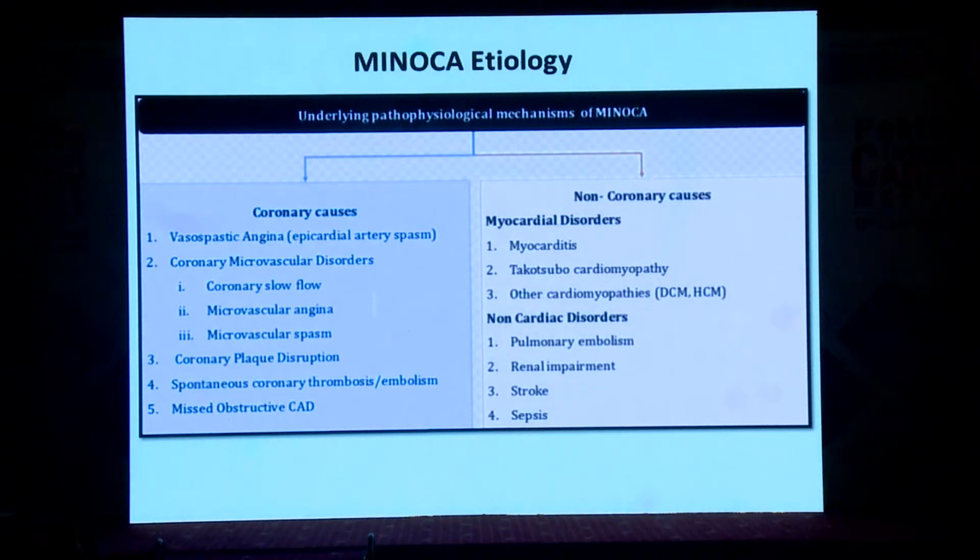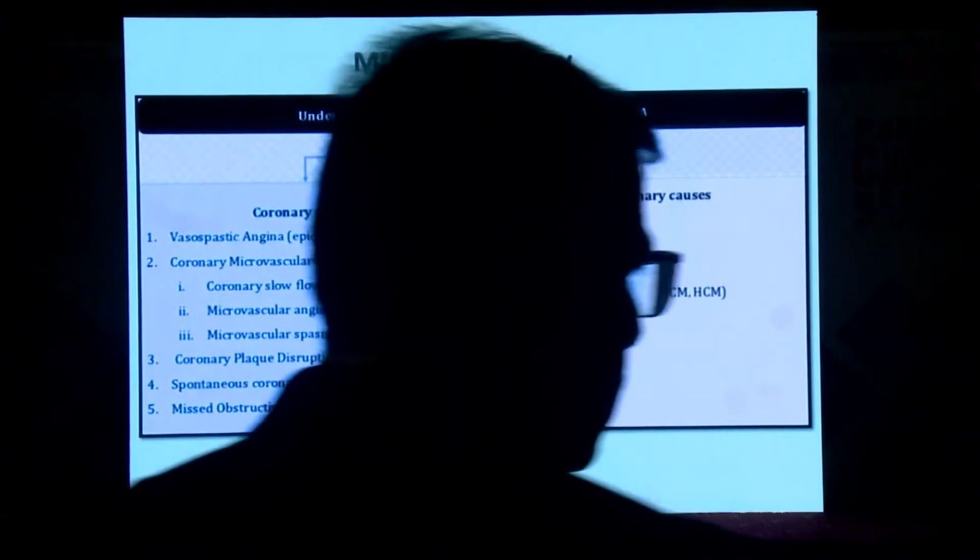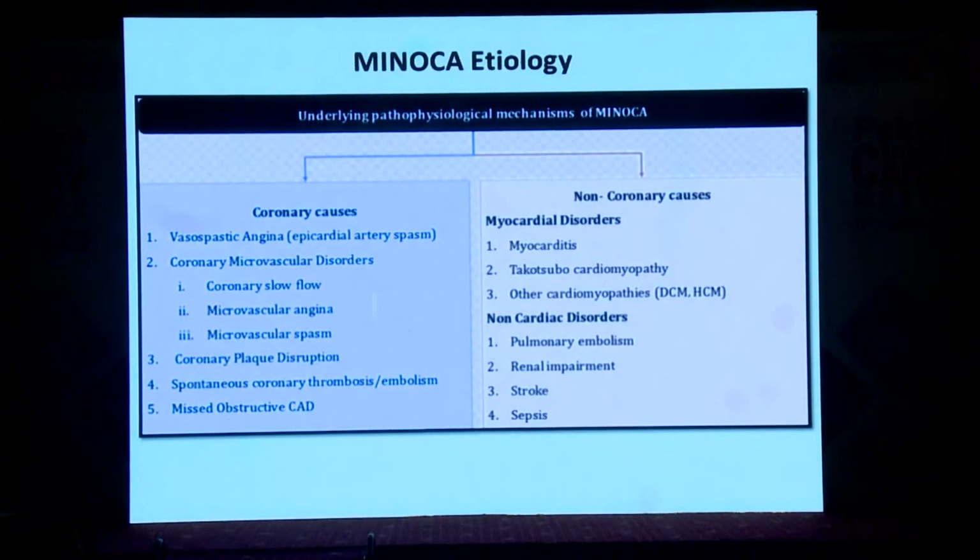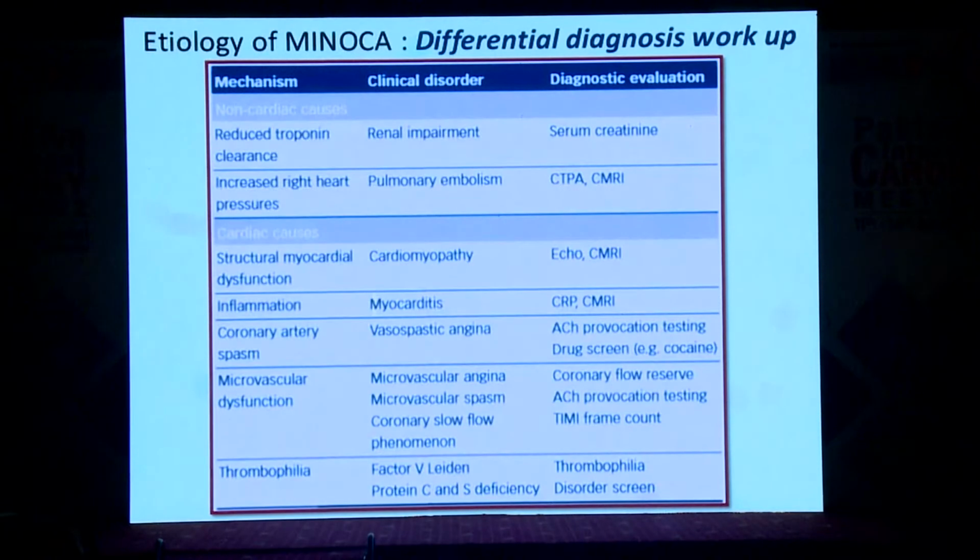When you're looking at the non-coronary causes, these are the patients who are coming with myocarditis, cardiomyopathy. These are the patients either with dilated cardiomyopathy or hypertrophic. These patients can present with MINOCA. Pulmonary embolism. Renal, we know that these patients many a times are unable to clear the troponin from their system, and that's why they might present with high troponin numbers and get a very common cardiology consult. Then sepsis is another one that we see.